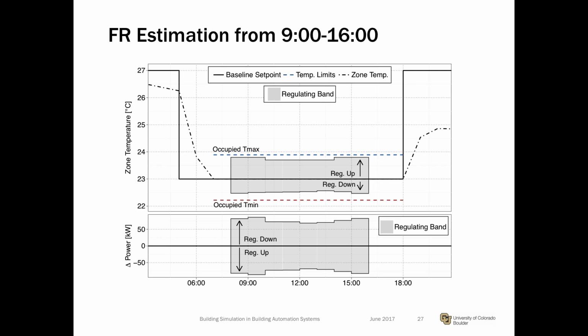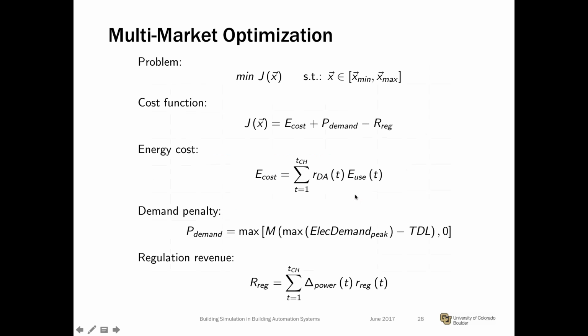If we do this for an entire day, it could look like this, right? Around a 23 degree temperature set point, by changing our zone temperature set points, we could provide a certain amount of frequency regulation, shown to be around 50 to 80 kW for this building. It changes over the course of the day, but we could bid this into a market.